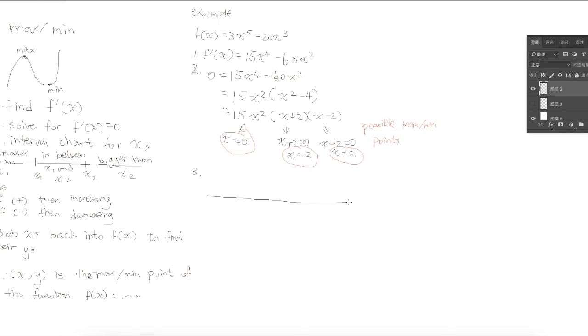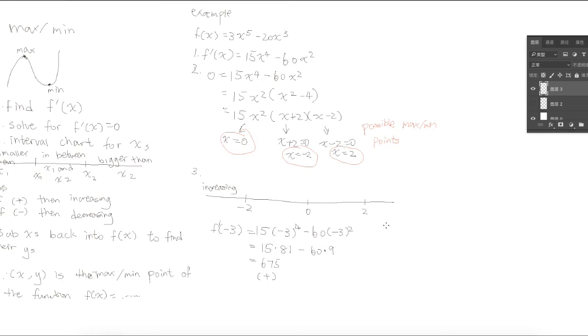Now we're going to do an interval chart. So first you're going to put x equals negative 2, and then x equals 0, and then x equals 2, smallest to largest. And then we're going to find a number that's smaller than x equals negative 2, which I chose to be negative 3. So now we're going to substitute x equals negative 3 back into our derivative to find the increasing or decreasing interval. Well, the answer is positive, so this interval is increasing.